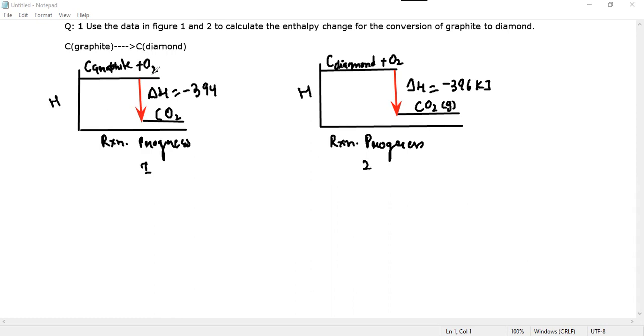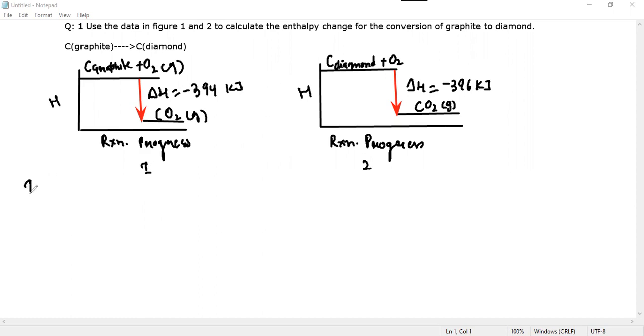So what does this data state? So this is your carbon graphite plus oxygen, converting into carbon dioxide gas here, and the delta H involved is minus 394 kilojoules. And here you have carbon diamond plus O2 becoming CO2 gas, and the delta H involved is minus 396. So first is to write the balanced thermochemical equation.